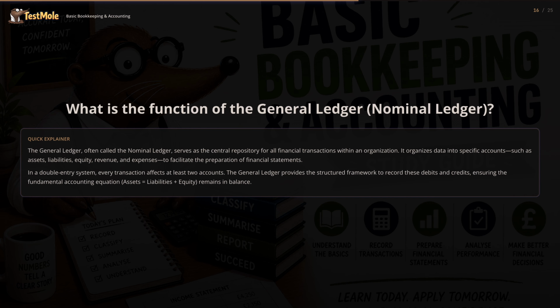system, every transaction affects at least two accounts. The general ledger provides the structured framework to record these debits and credits, ensuring the fundamental accounting equation, assets equals liabilities plus equity, remains in balance.